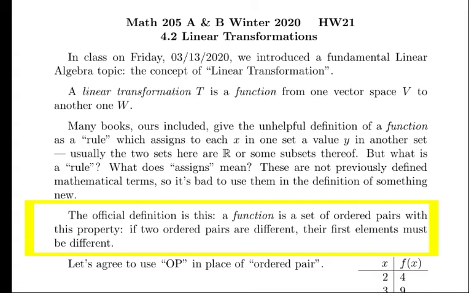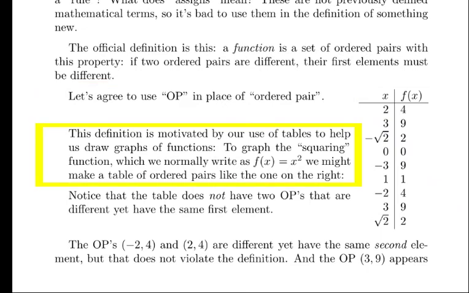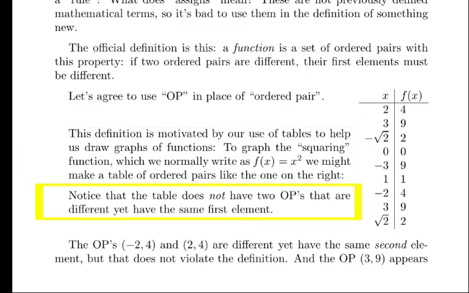A function is a set of ordered pairs with this property. If two ordered pairs are different, their first elements must be different. Let's agree to write OP in place of ordered pairs. This definition is motivated by our use of tables to help us draw graphs of functions. To graph the squaring function, which we normally write as f of x equals x squared, we might make a table of ordered pairs like the one on the right.